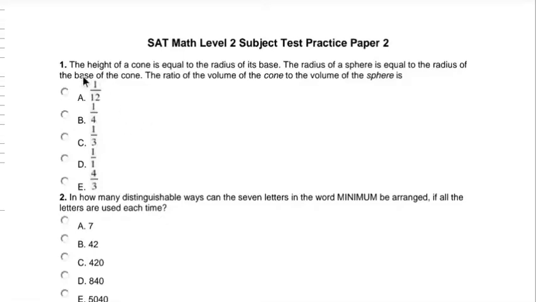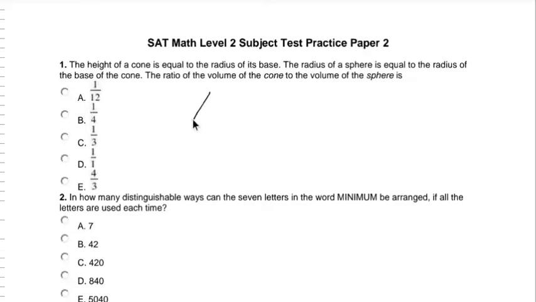Alright, so let's look at the first one. The height of a cone is equal to the radius of its base. The radius of the sphere is equal to the radius of the base of the cone. The ratio of the volume of the cone to the volume of the sphere is whichever of those fractions.